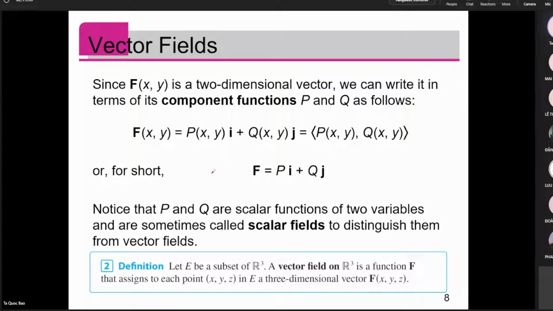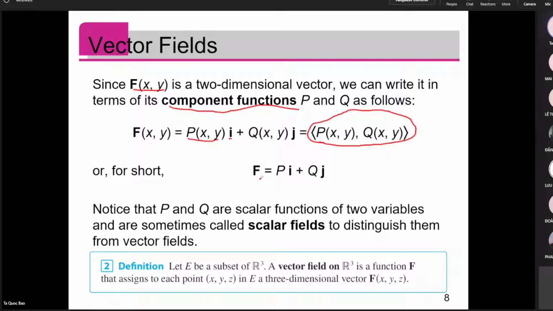So in general, we have a vector function F(x, y). We can write this in terms of component functions P and Q as follows: F(x, y) is P(x, y) i plus Q(x, y) j. Or we can write it like this. This is a vector.